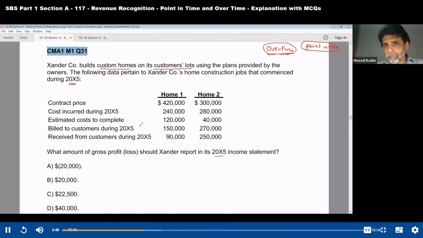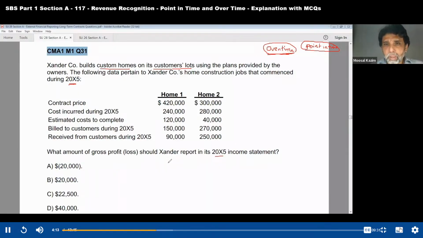There are other methods of estimating the progress. Output methods are also there, done by an engineering survey to see how much of the project is complete as compared to the full project, right? The percentage of completion of the project is sometimes done by the output method, by an engineering survey. And here, for the CMA exam, it's never going to be the output method. It's going to be the input method, which is the cost to cost method.